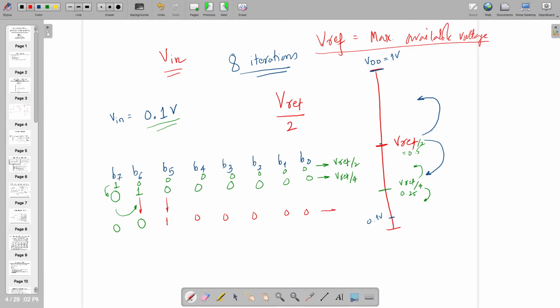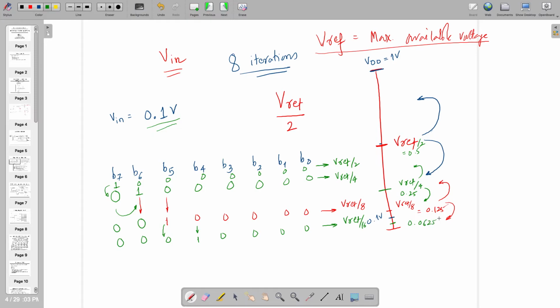which will be equivalent to Vref by 8, which is here. So Vref by 8 is how much? 0.125, right? So whether you are higher or lower, if it is lower, we have to make this bit 0, next bit 1, and so on. This will be Vref by 16. If you reach here, you have to check whether it's 0.0625. So it's more than that.